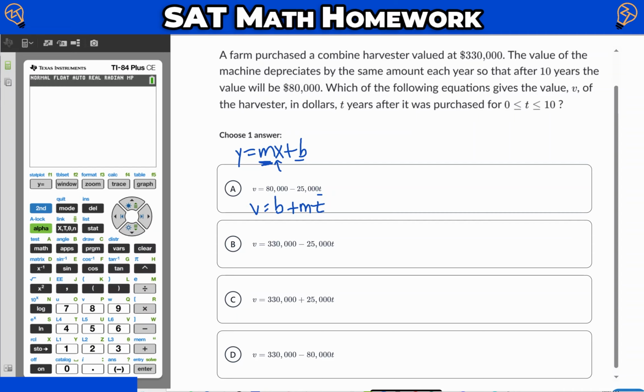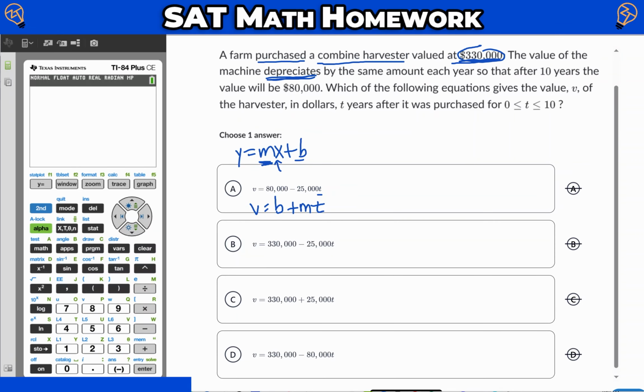They talk about the fact that they purchased a combine harvester that's valued at $330,000. So that's the initial value that eventually depreciates, meaning it decreases in value as time goes on. So we know for sure that it starts at a value of $330,000. And that means right away we could eliminate anything that doesn't have that y-intercept. Well, that's really only option A. All the other ones do have that y-intercept.